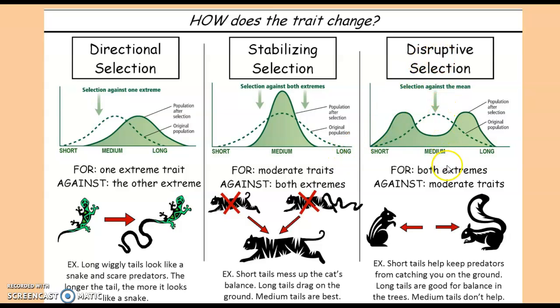And then disruptive. For this example, short tails keep predators from catching you on the ground. Long tails are good for balance in the trees. But medium tails, they're not really helpful here. So I have an advantage of my short tails, I have an advantage of my long tails, but my medium tails, not so much. So I see that starting to go down, and this graph is really disrupted. So this is my disruptive selection, showing you an example of all three.